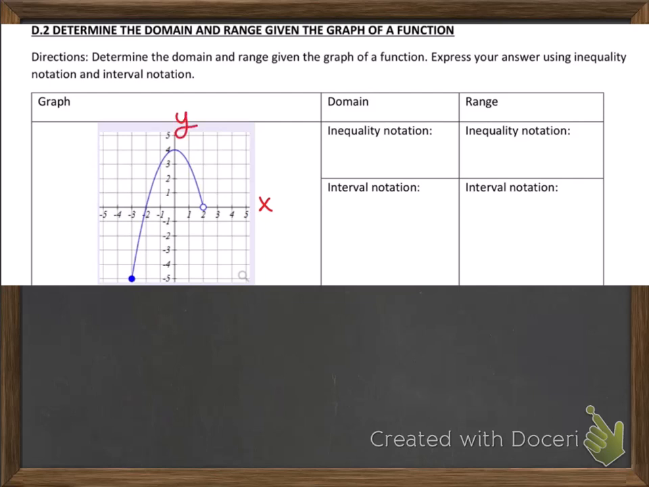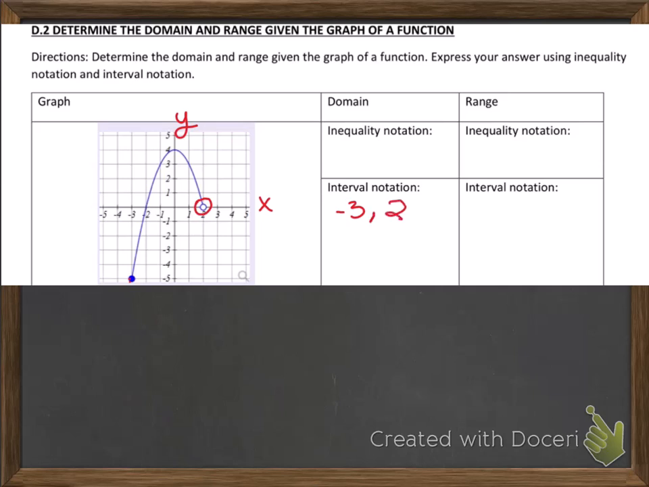So what we really want to do is swipe from left to right and see what is the smallest x value where we see our function and what is the largest x value. And that's how we're going to figure out our domain, okay? So if I look here, our smallest x value is at -3, okay? And what is our largest x value? Our largest x value is at +2, okay?